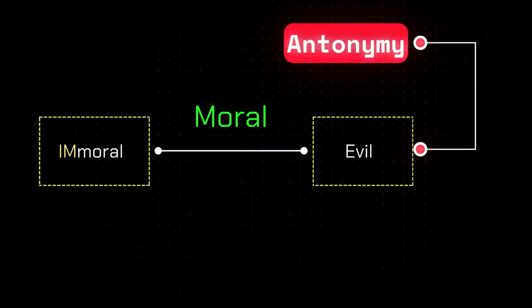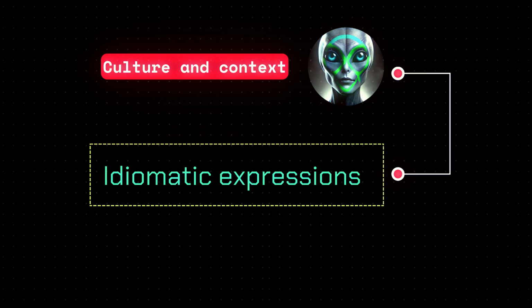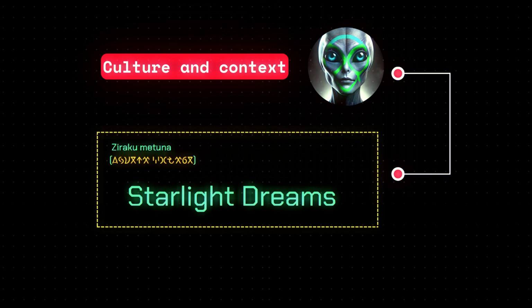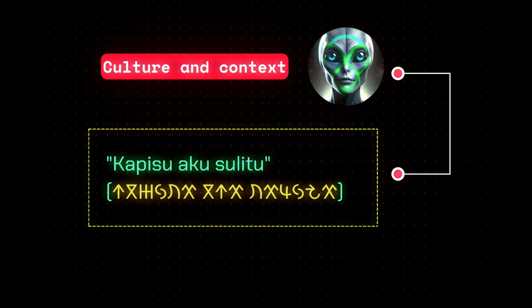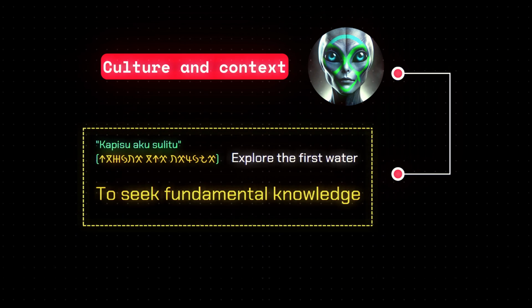Even when it's a constructed language, you need to remember there's always a culture behind the language. So it's time to work on some idiomatic expressions, some things that are unique to a specific culture. So in my language, I have phrases like ziraku metuna, which literally means starlight dreams. This conveys the idea of ambitious thoughts. We also have the phrase kapisu akusuli, literally translated as explore the first water, meaning to seek fundamental knowledge.